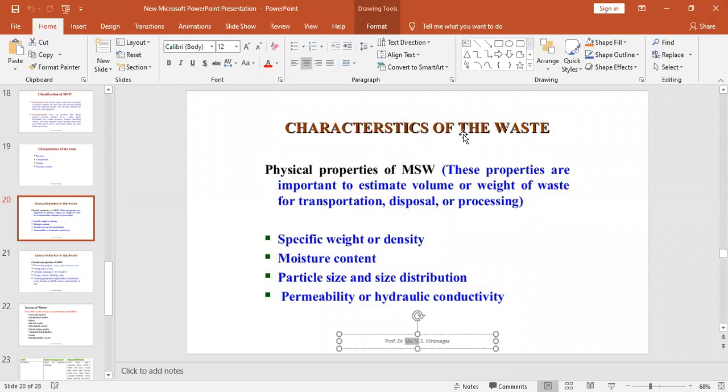Hydraulic conductivity means what? Please explain. Mahesh Saunke, hydraulic conductivity or permeability, in the sense, if you have stored solid waste or kept it aside, how much water is passed through that, or how much water holding capacity that particular waste has, is nothing but the hydraulic permeability of municipal solid waste. Am I clear?